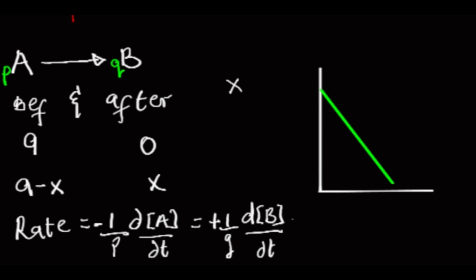Now let's go ahead and simply write out the rate. So here we are going to have this to be equal. Since we have rate equals negative 1 over P multiplied by change in A divided by change in T, what we are going to do is multiply this by K. This K is actually the rate constant, the rate constant at which A is being converted to B.